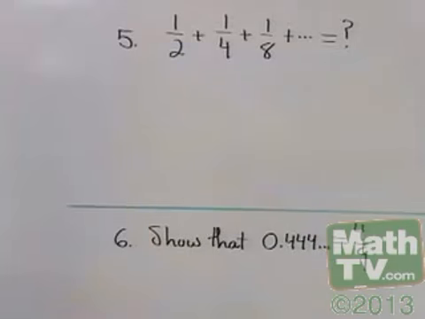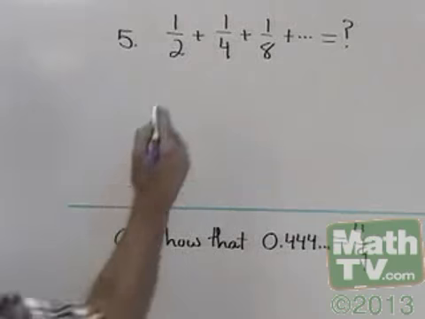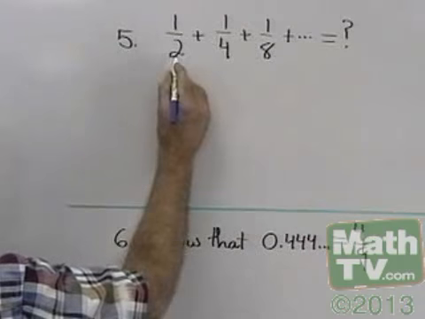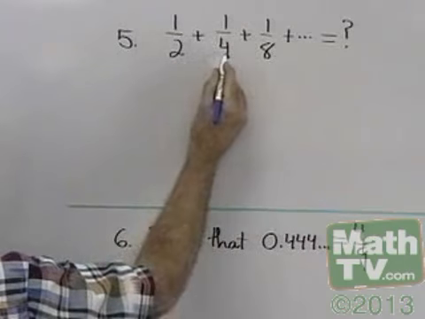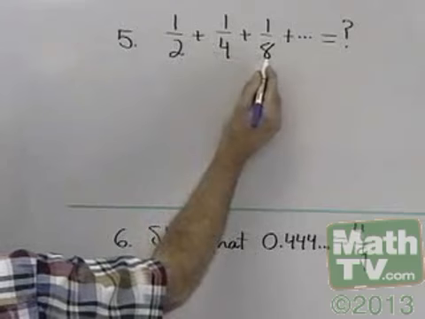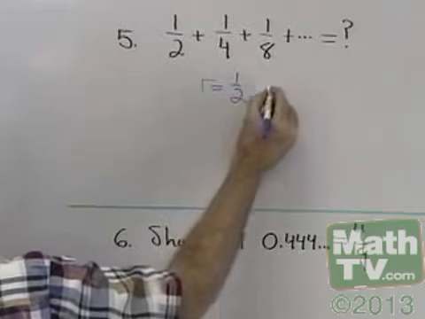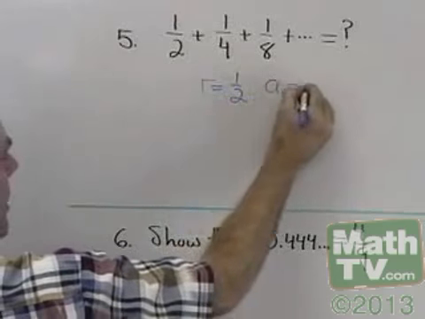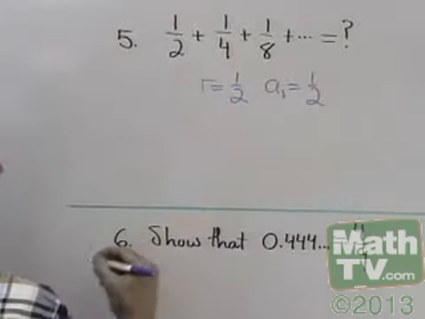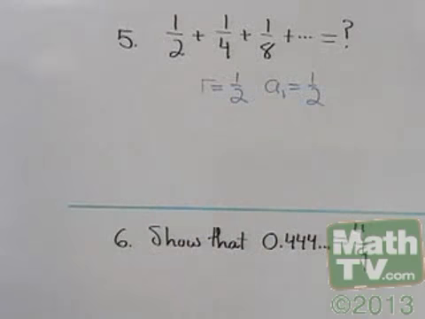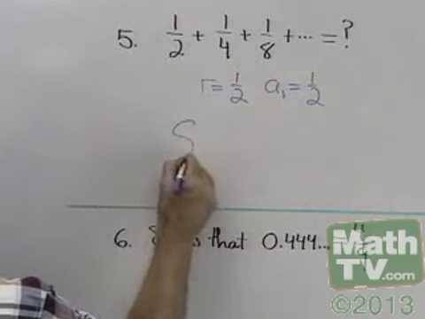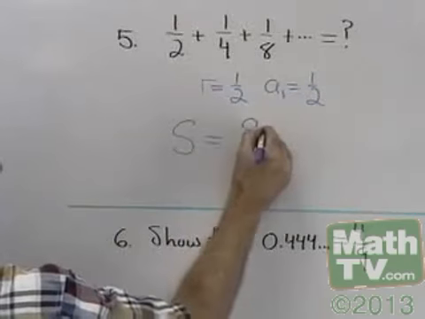So let's go to problem number 5 now and see if we can get an example of how we use this. Here I have a geometric series. This is where I'm adding the terms of a geometric sequence. I can see that I multiply 1/2 by 1/2, I get 1/4. Take 1/4, multiply by 1/2, I get 1/8. So in this case, R is equal to 1/2, and the first term, A sub 1, is also equal to 1/2.